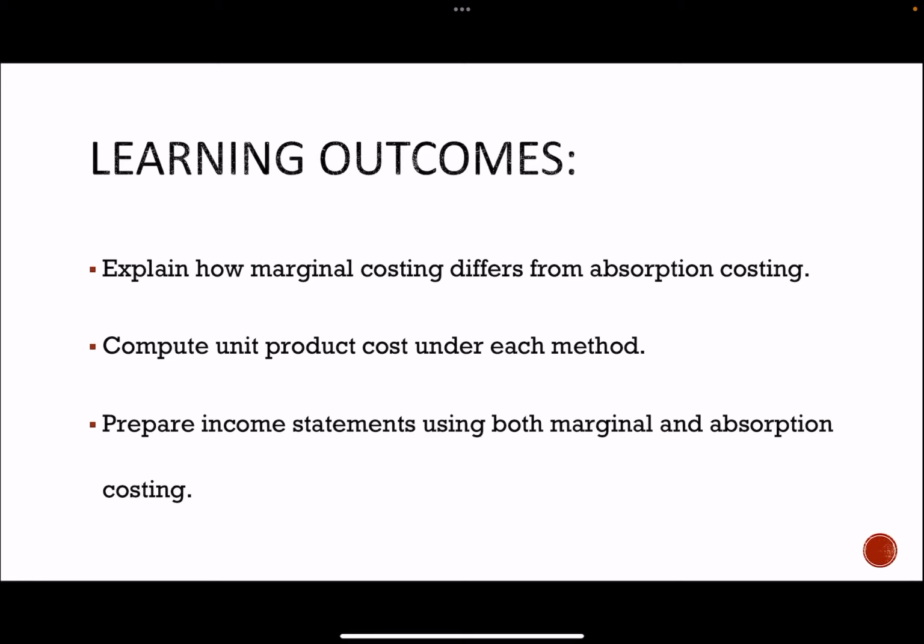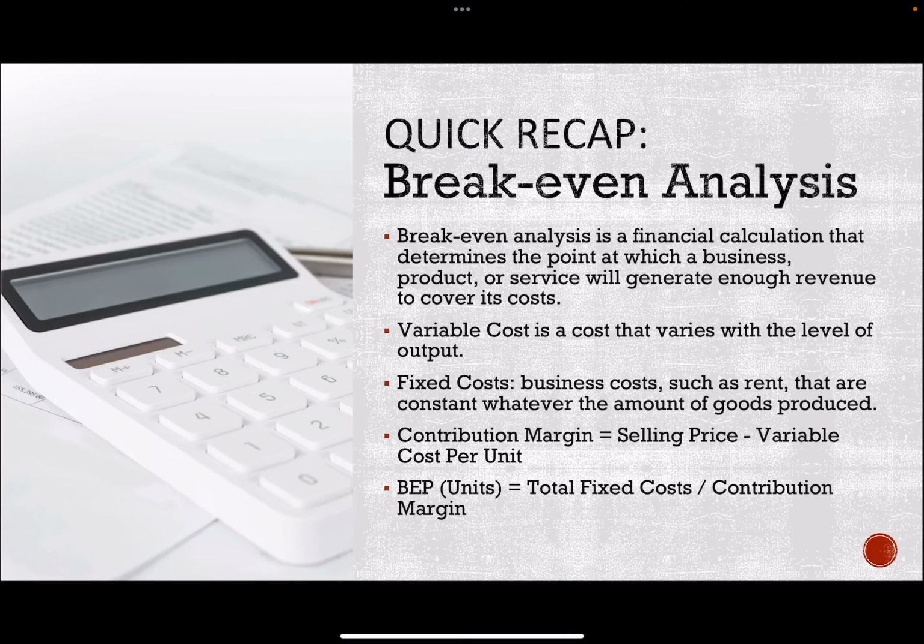So, today we have a very interesting topic, which is explaining how marginal costing differs from absorption costing. As you know, as a management accountant, we have different methods and approaches to evaluate the inventory, to evaluate the cost of the product. One of them is marginal costing, or we could call it variable costing, and another one is absorption costing. We will learn how to compute the unit product cost under each method and also prepare the income statement under each approach.